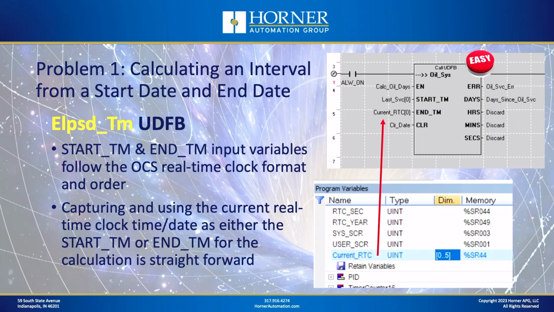So that means SR44 through 49 will effectively fill in the 6 different unsigned integer elements of the current RTC variable. And that makes it really easy to capture the current time using that approach. Now, let's say for the start time, how would we capture the start time? It's shown there with a variable name of last service.